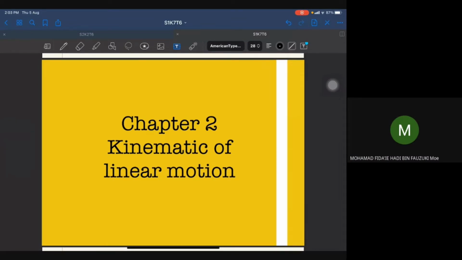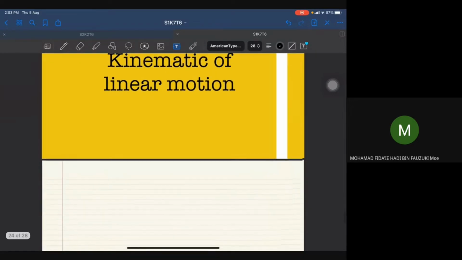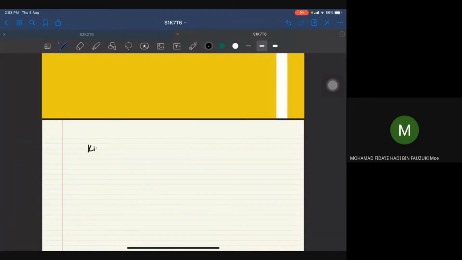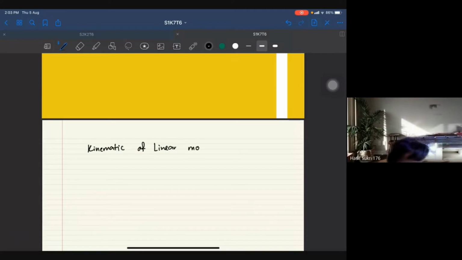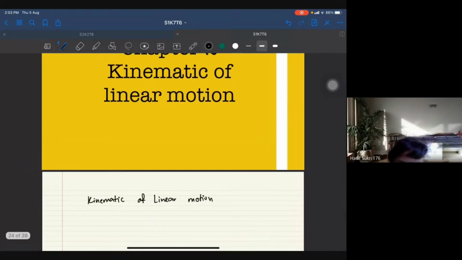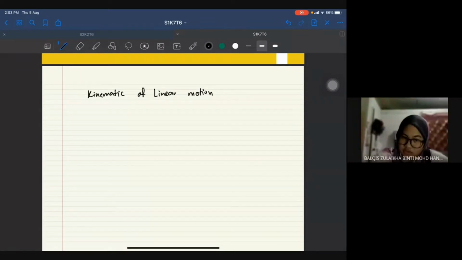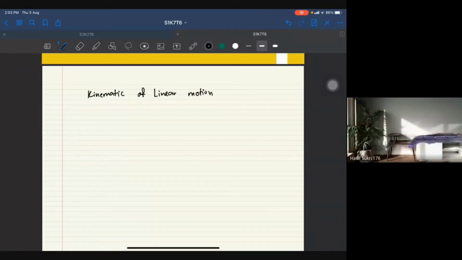Okay. Chapter 2 is about kinematics of linear motion. First of all, we go through the title first. Can somebody tell me what it means by kinematics? Motion. It's a study of motion. Correct. How about linear? A straight line. Good, very good. Then how about motion? Motion is movement. So linear could be a straight line, as long as it's directly proportional, that is actually linear. So maybe we can conclude that this is a study of motion.